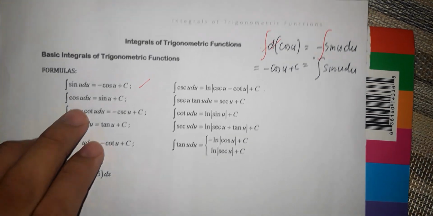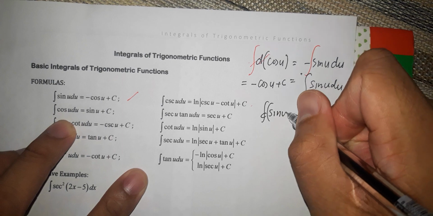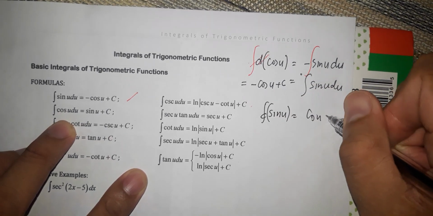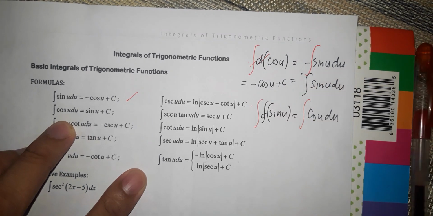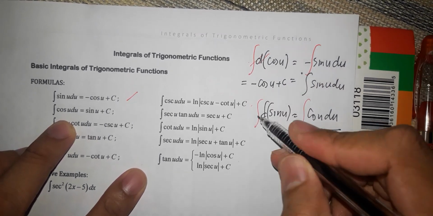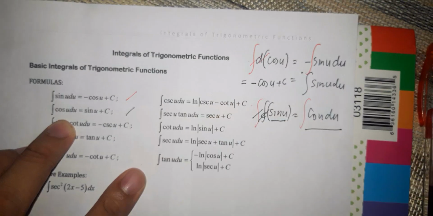Same is true with cosine. Galing siya sa derivative of sine u, which is equal to cosine u du. Pag in-integrate natin both sides, gives you integral of cosine u du is equal to integral and derivative cancels out, gives you sine u plus c. So, that's why we have that as our formula.